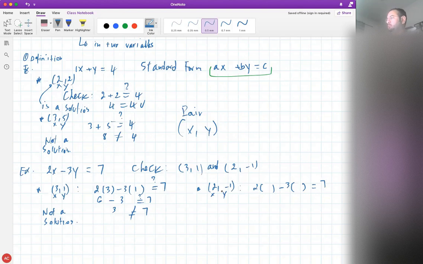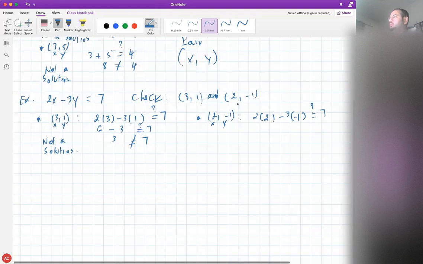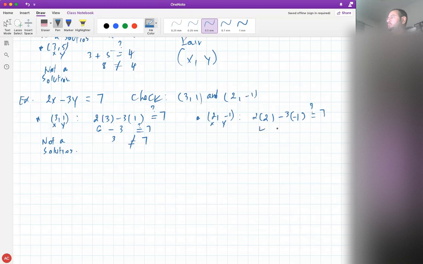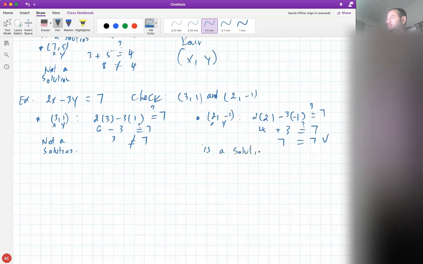So x goes here, 2 times x is 2. Multiply y, which is negative 1. We're going to see whether that's equal to 7 or not. So again, we're going to use the order of operations to simplify. So that's 4. And then positive 3. Positive 3. That's right. We say, is it equal? And it's 7. Of course, 3 plus 4 is 7, equals 7. So that's good. So this pair here to the equation is a solution. Exactly. It is a solution.